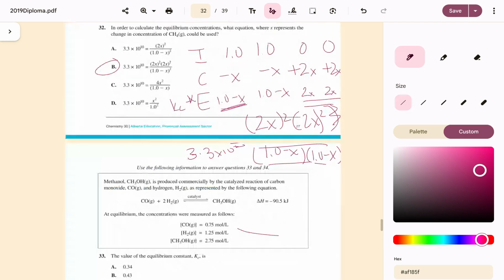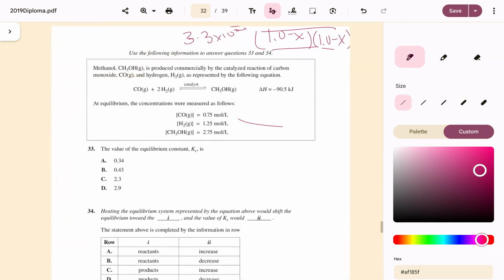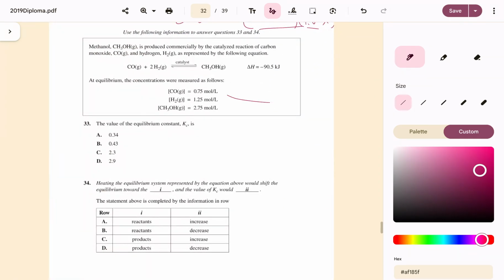Okay, keep going. We're getting closer to the end here. So we have this information. Oh, this one's actually nice and easy. We just need to calculate Kc. And so we're setting up that expression, and your Kc expression is the concentration of CH3OH divided by the concentration of CO times the concentration of H2 squared because of that 2.